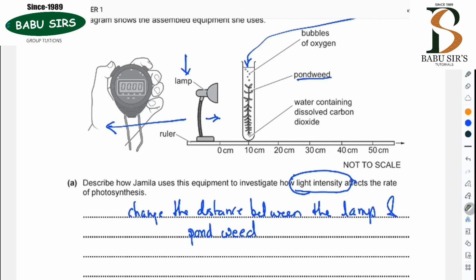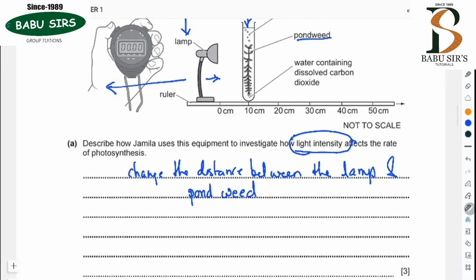Now, if it is more near, it will get more light. If it is less near, it will get less light. So that is the first one. Second is it affects the rate of photosynthesis. How fast the plant will do photosynthesis, that you can check. That is the second part.